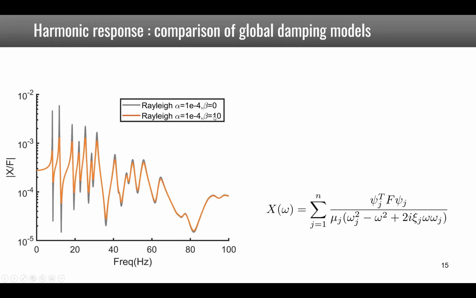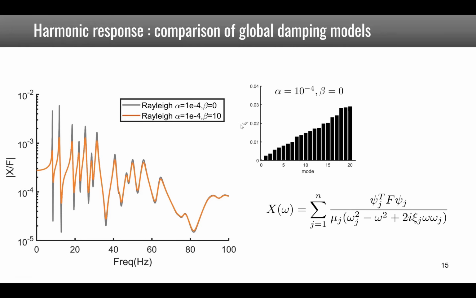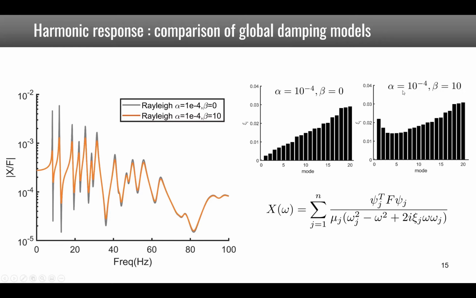So if you look at the values of modal damping, you see that for the first model, the viscous model, the damping increases with the frequency of the mode, and this is clear here because the lower frequency peaks are much less damped than the higher frequency ones. With different values of alpha and beta not equal to 0, then you have a more equal spreading of the damping, ranging from 1.5 to 3% in this case.